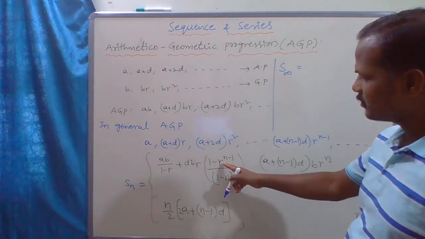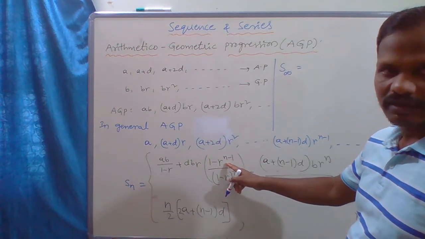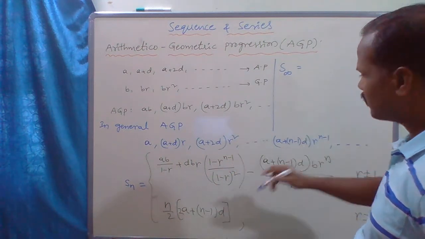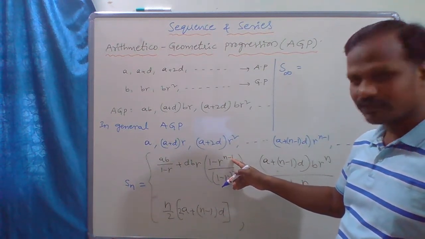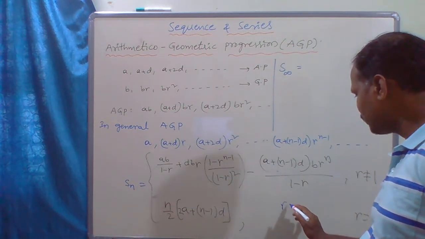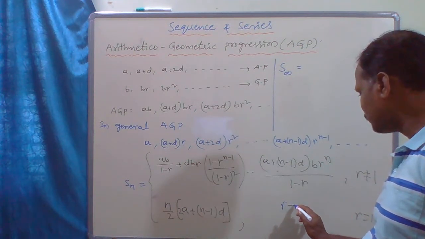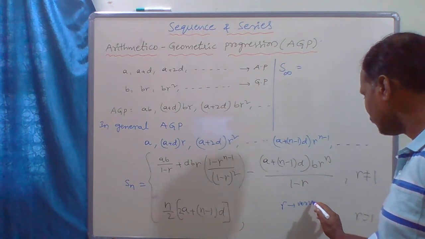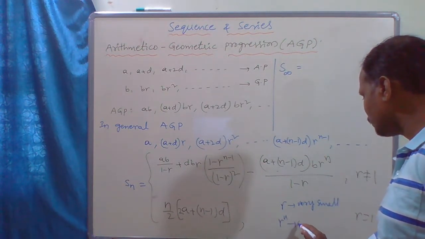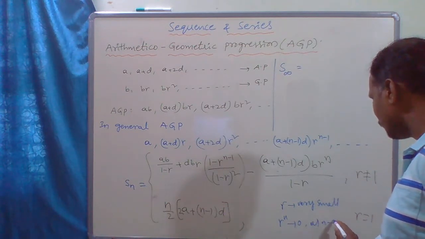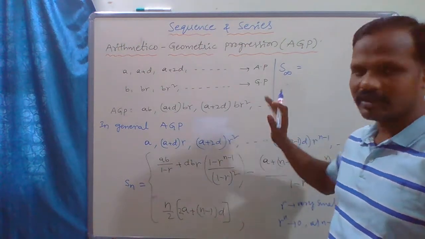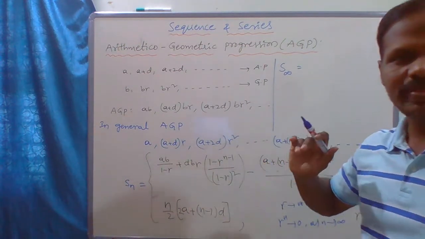If R is very small, then if n tends to infinity, R power n becomes 0. We discussed limits. If R is very small, then R power n tends to 0 as n tends to infinity. So S infinity means we are going to find the sum of the infinite numbers.